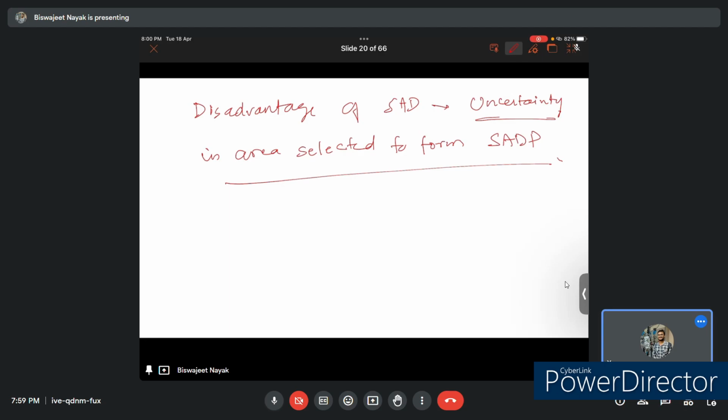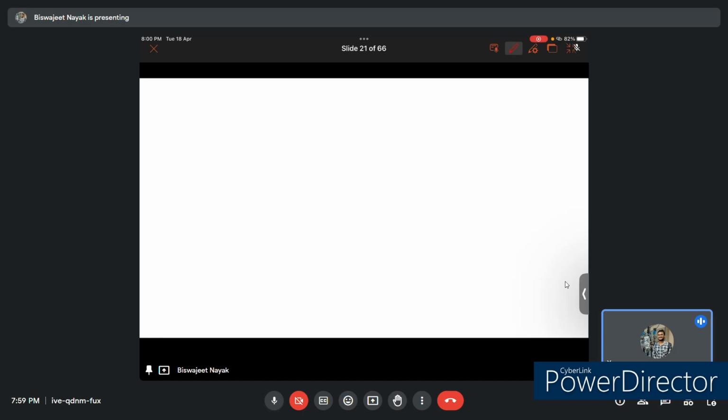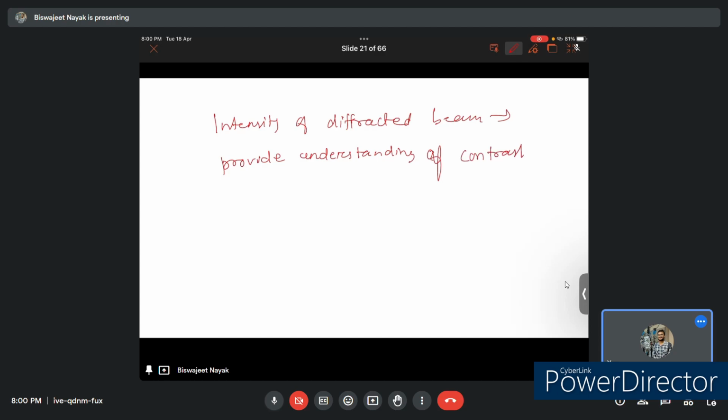So the motivation to calculate the intensity of the diffracted beam is that it will give us an understanding of contrast features in TEM images.